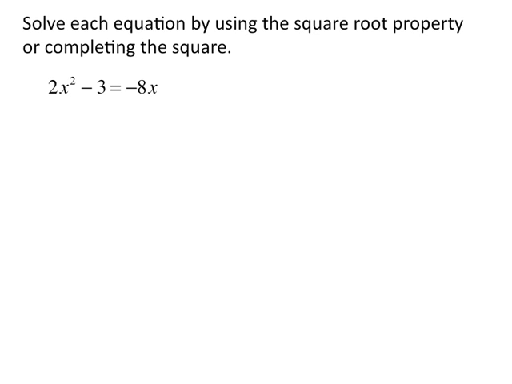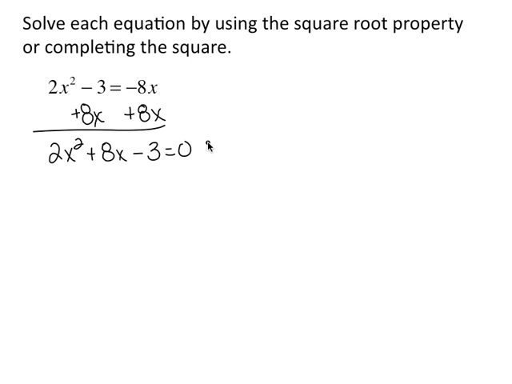Solve each equation by using the square root property or completing the square. To begin this equation, the first thing we need to do is to write it in standard form. So we need to move this negative 8x to the left-hand side. So I'm going to add 8x to both sides. So I end up with 2x squared plus 8x minus 3 equal to 0.